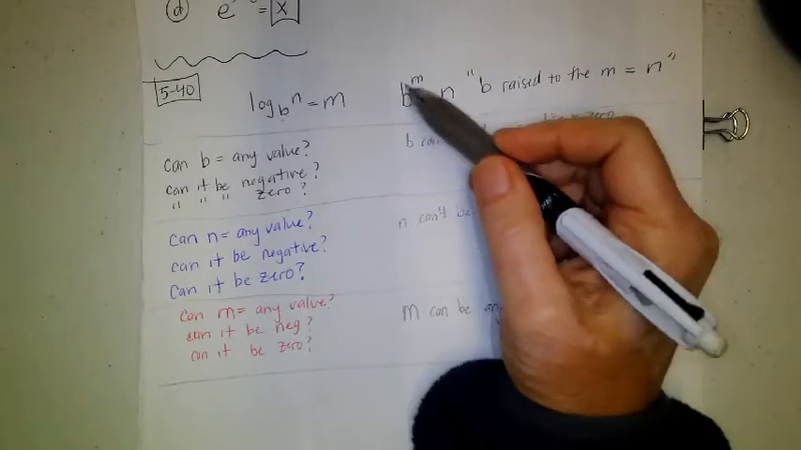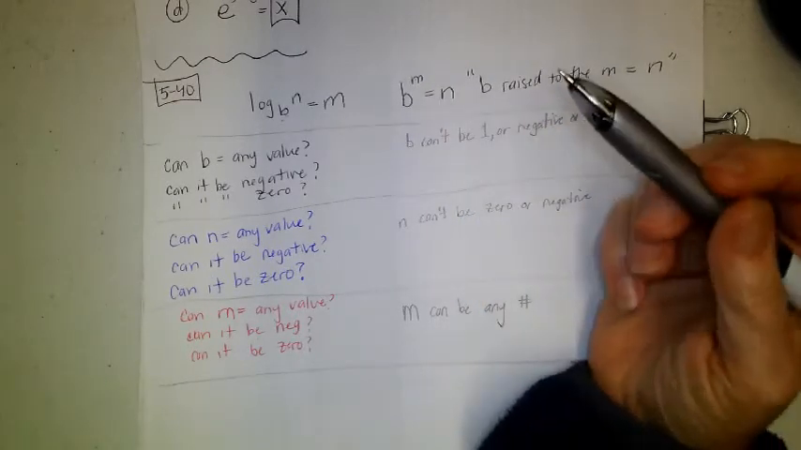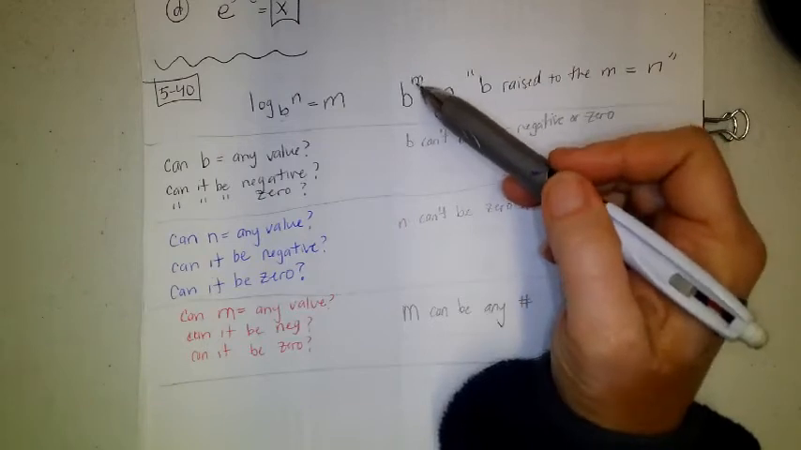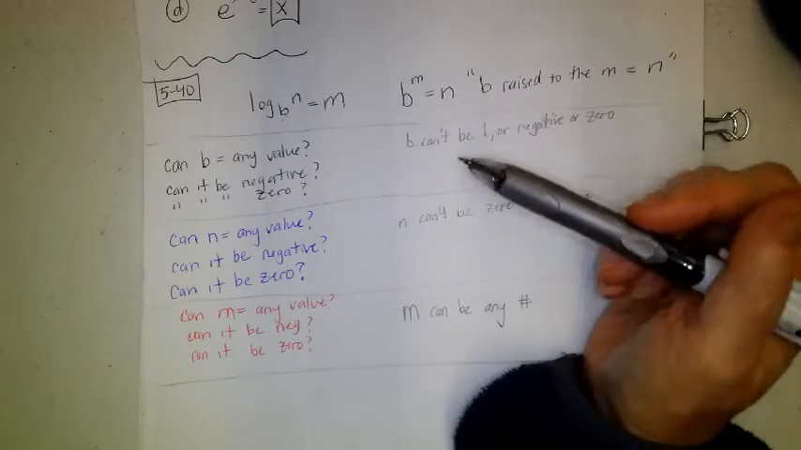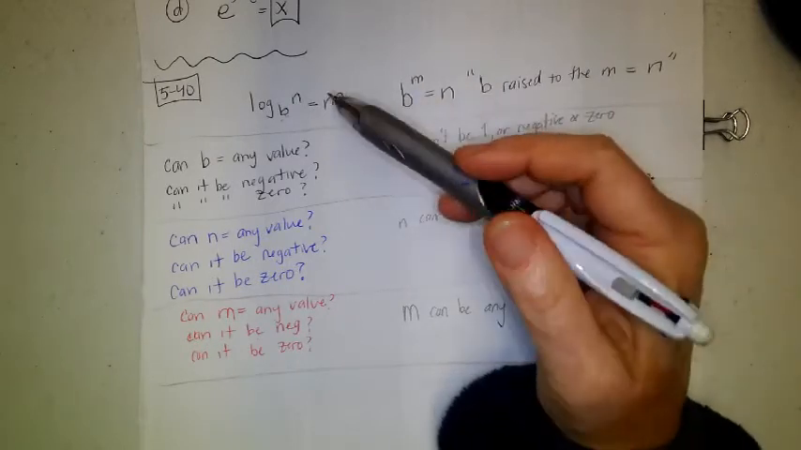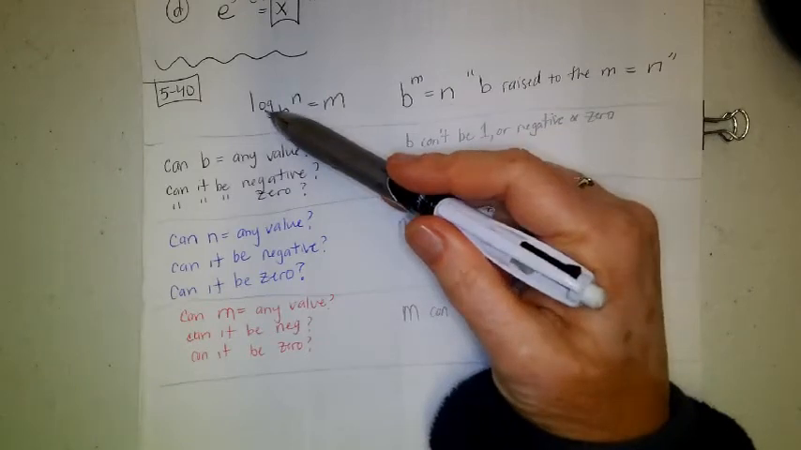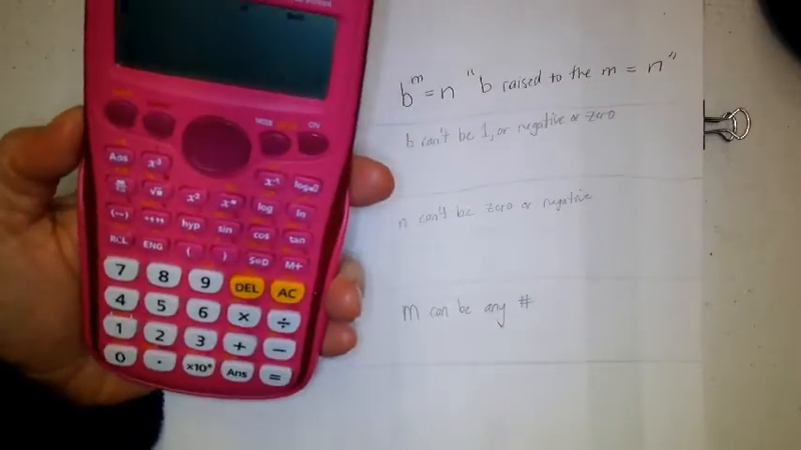So I know one thing. I know that if b equals 1, then no matter what power I raise it to, the answer is always going to be 1. And so we kind of restrict the domain. I wonder what my calculator would do if I told it log, oh wait, never mind. This calculator doesn't, I can't do it that way. Anyway, I don't know what a calculator would do if you said log base 1.